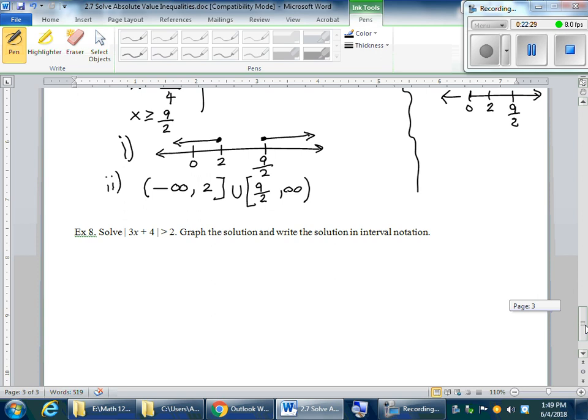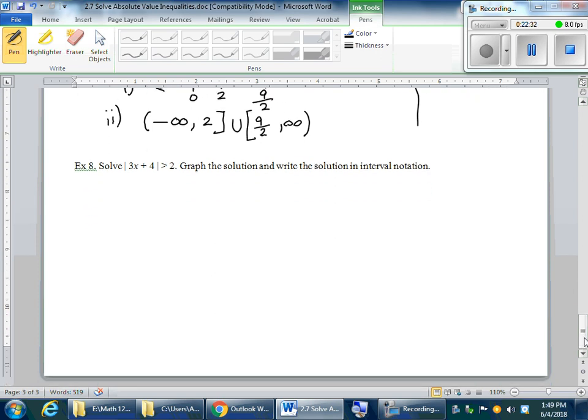Finally, the last example. In this example, the absolute value inequality is isolated already, so I can apply the definitions right away, and the inequality symbol is greater than. So that'll be 3x plus 4 is greater than 2, or 3x plus 4 is less than negative 2.